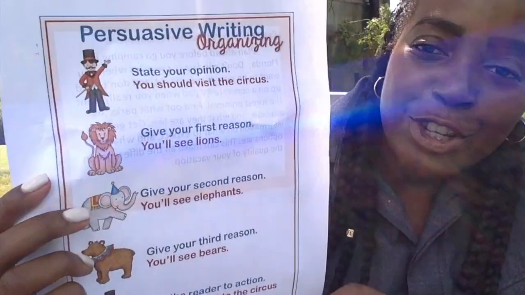Persuasive writing follows the following structure. Usually you're going to start with stating your opinion. For example, theirs was you should visit the circus. Second, you're going to give your first reason why someone should agree with your opinion. Theirs was you'll see the lions. Next, you'll give a second reason. Theirs is you'll see elephants. And third, finally, you'll give your third reason.